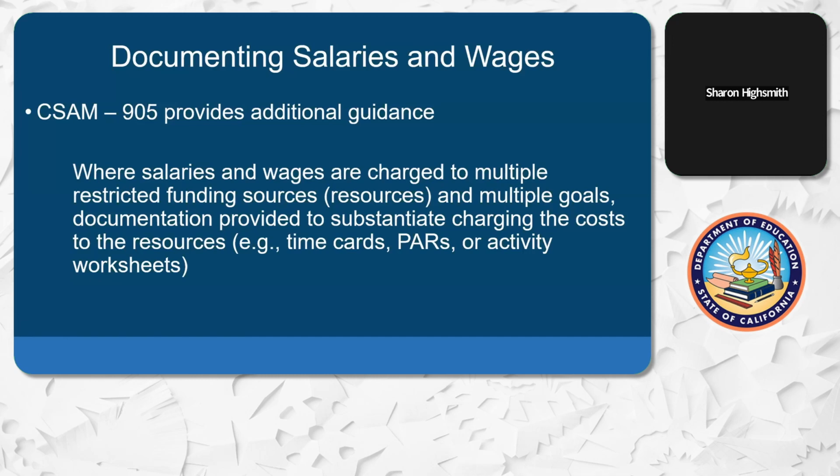So I went over the requirement. This is on how you document salaries and wages. CSAM provides examples on how to meet time and effort requirements. It gives you examples of time cards, personal activity reports, and worksheets on how employees can keep track of what program they are working on. A time card that shows a clock in and clock out does not qualify as support. We need to see what you worked on and what duties you performed for the program. How did your work benefit the program?